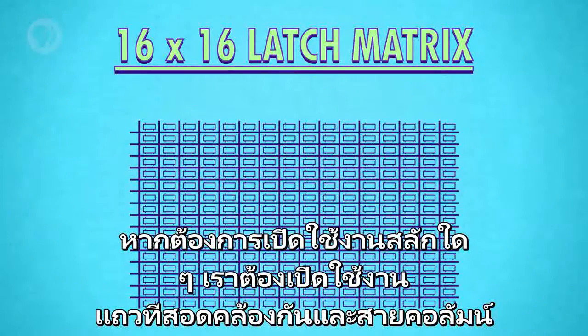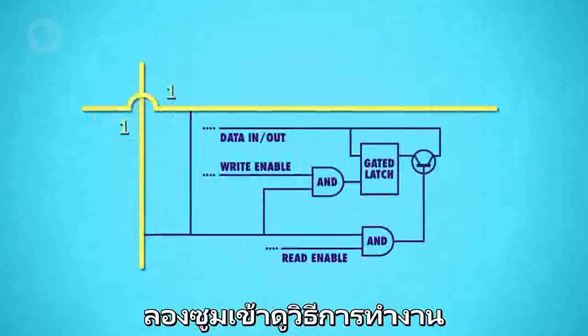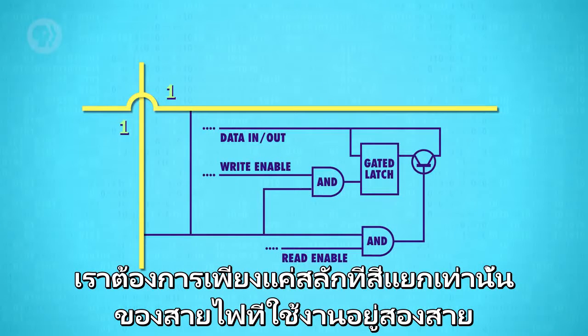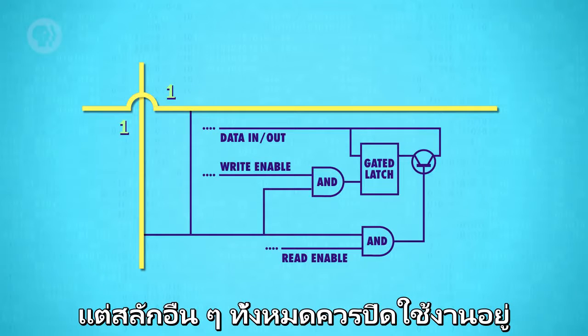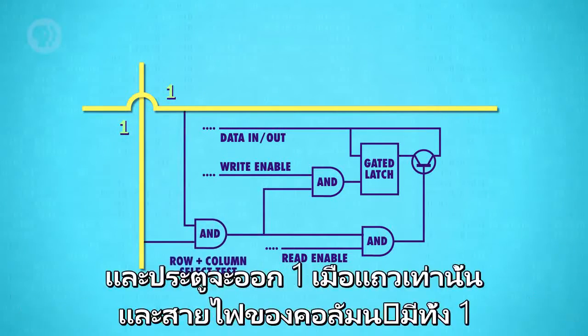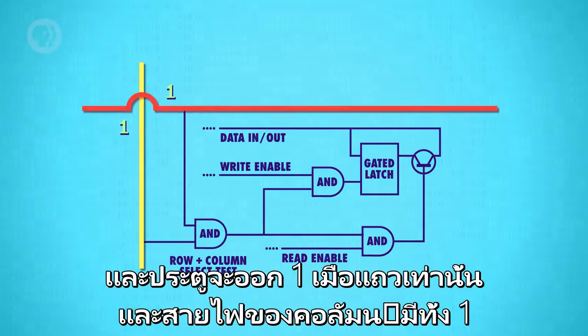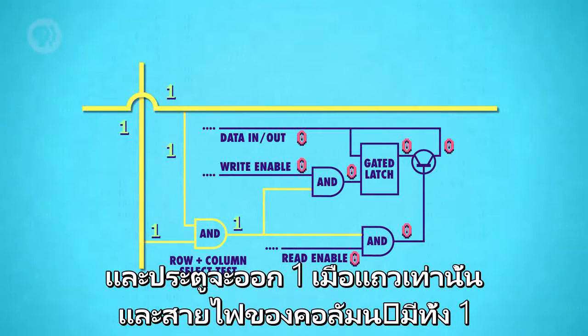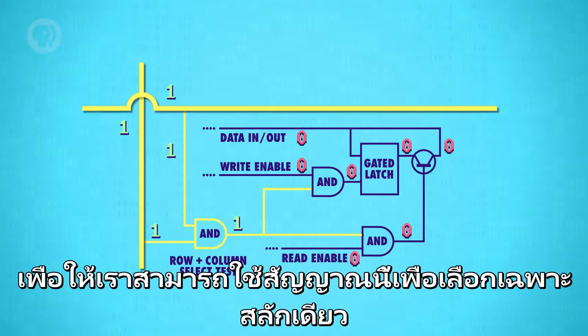To activate any one latch, we must turn on the corresponding row and column wire. Let's zoom in and see how this works. We only want the latch at the intersection of the two active wires to be enabled, but all of the other latches should stay disabled. For this, we can use our trusty AND gate. The AND gate will output a 1 only if the row and the column wires are both 1. So we can use this signal to uniquely select a single latch.